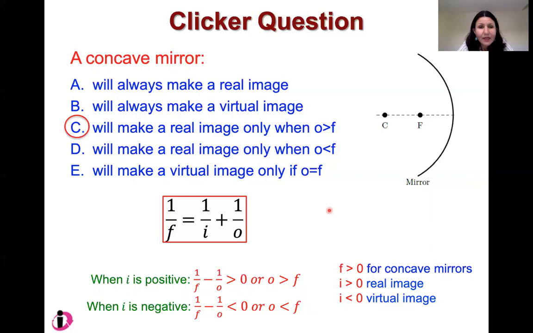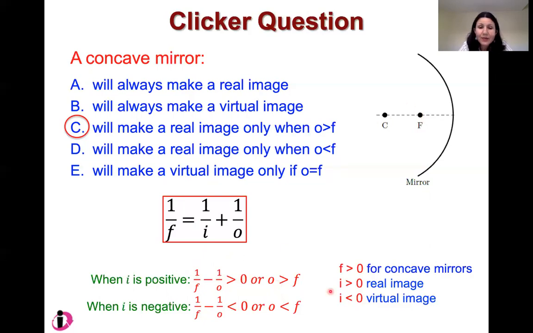Well, we're looking for real images. So when the image is real, remember, I has to be positive. We're talking about a concave mirror. For a concave mirror, F is positive. So what does that tell us? That O is positive too. So if we solve for I, moving this to the left side of the equation, we get 1 over I equals 1 over F minus 1 over O. And we're looking for a real image, right? So then the 1 over I has to be positive, so this difference has to be positive. And for this difference to be positive, 1 over F has to be bigger than 1 over O, but it's inverted, so that tells us that O has to be bigger than F in such a way that 1 over O is smaller. So O bigger than F, what does that tell us? That the object has to be on the left of the focal point.